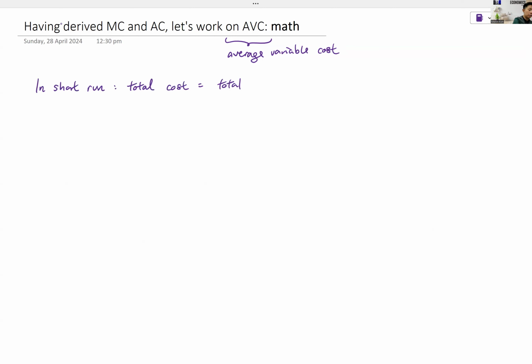Total variable cost plus total fixed cost. This is what happens in the short run. Okay. Total variable plus total fixed.